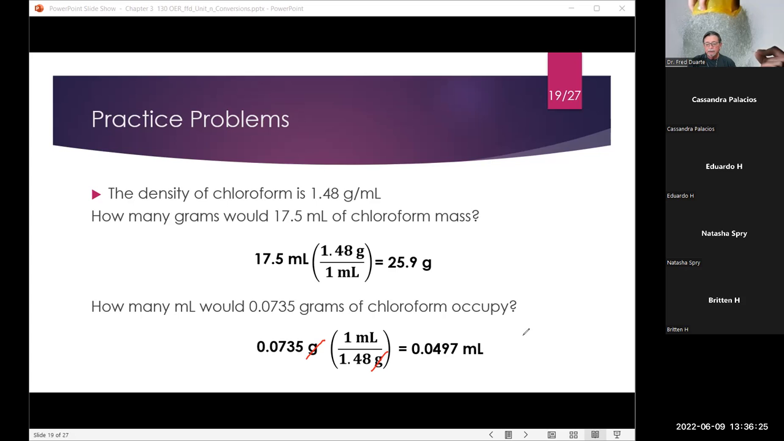So again, when you're doing calculations using any density, the final answer should only have one set of units. That's what you're looking for. Read the question. How many milliliters is the second question. First question, how many grams? That is what the units will be for the final answer.